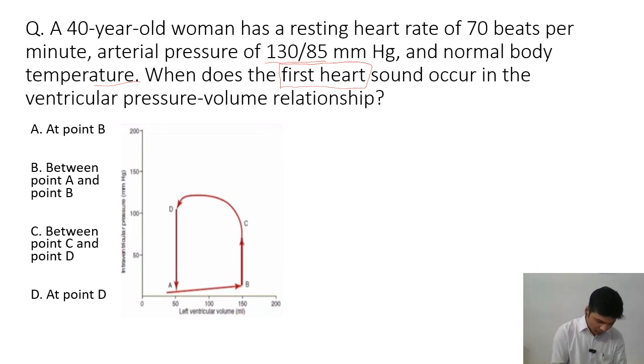So here we have left ventricular volume in ml: 0, then 50 ml, then 100 ml, then 150 ml, and this 200. So it reaches 150 ml. It means just before ventricular contraction, at ventricular systole, the volume is highest. So this is the ventricular contraction.